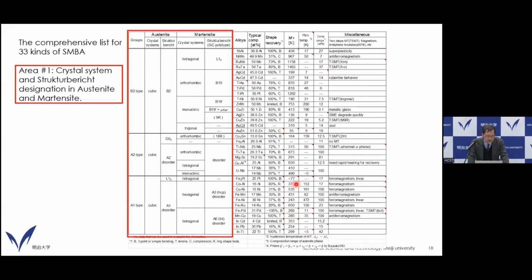I'll show you the list. This is a comprehensive list of 33 kinds of shape memory binary alloy that human beings have already developed. Area number 1: crystal system and Strukturbericht designation in austenite and martensite.